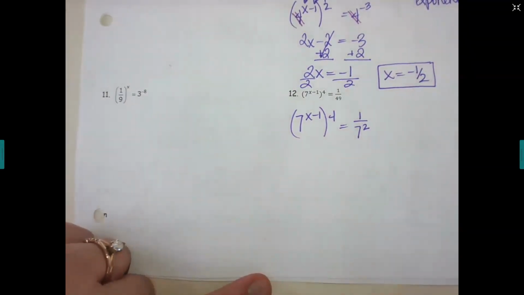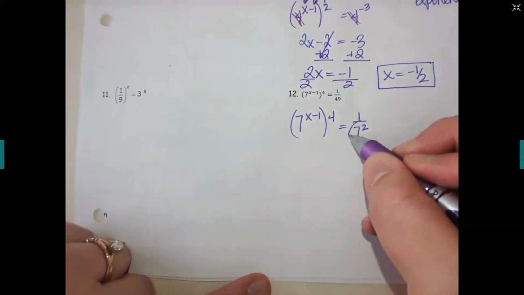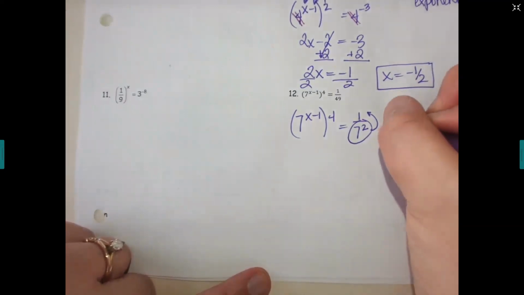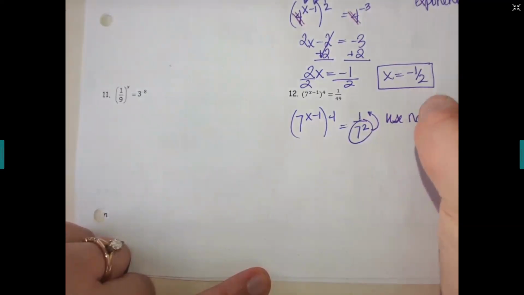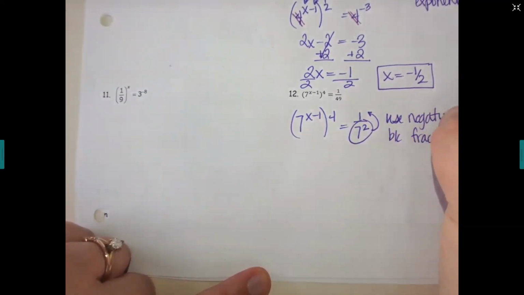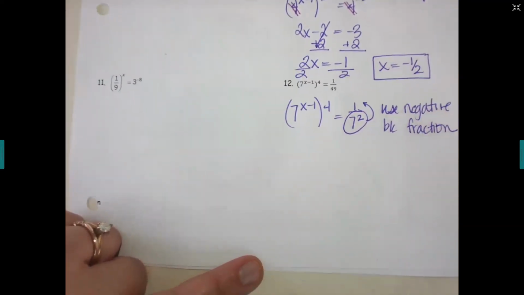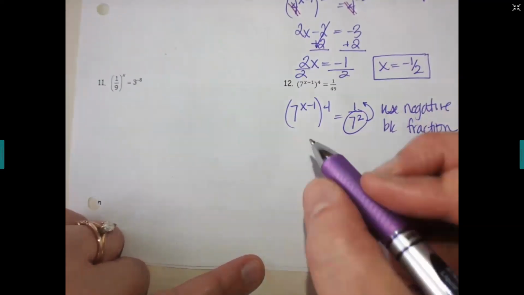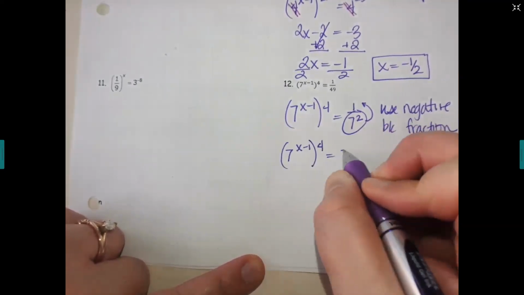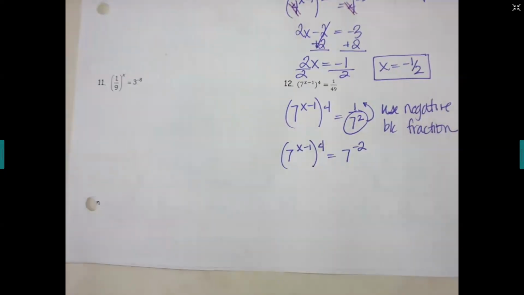But because the 7 squared is in the bottom, and I really need to pull it up to the top, what am I going to use in my exponent? Very good. So I'm going to use a negative because it's in a fraction. So now you have this 7x minus 1 to the 4, 7 to the negative 2. Then from there, cross your 7s out. Go ahead and solve that for me.